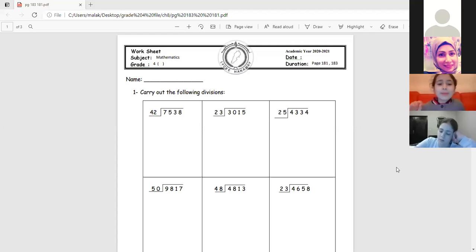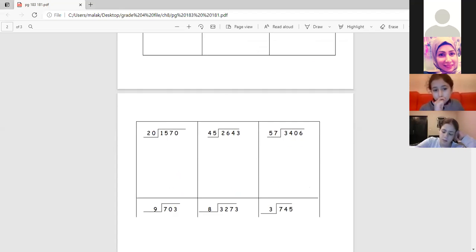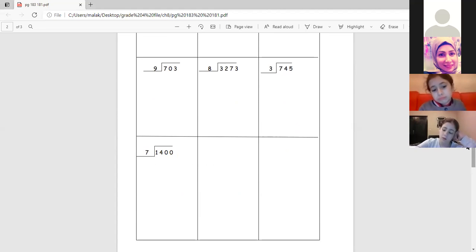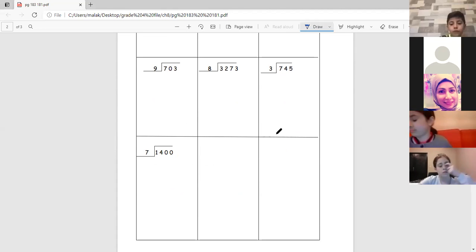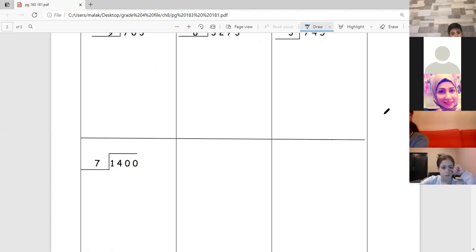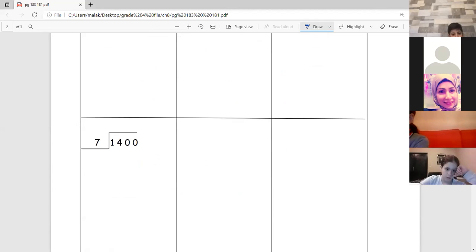You can't copy the equations on a draft paper, okay? I will go down in order to start with one digit. Then we'll go back to the other digits. So the first one, 703 divided by 9.